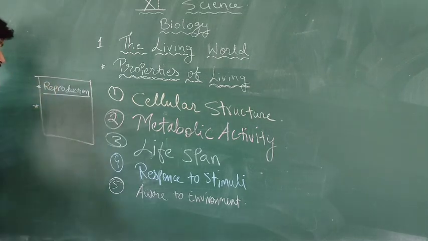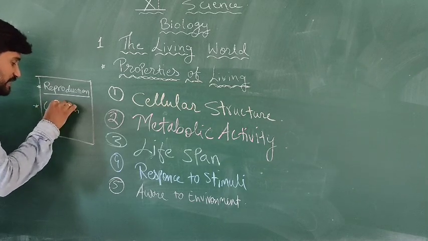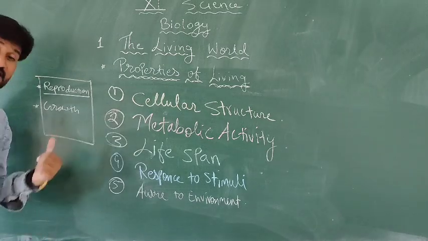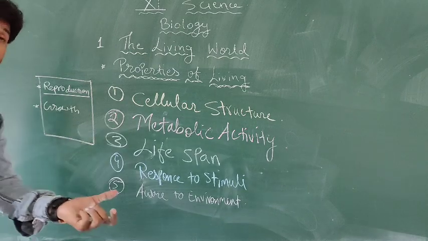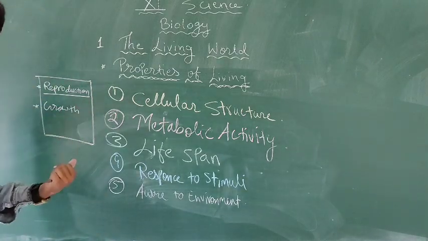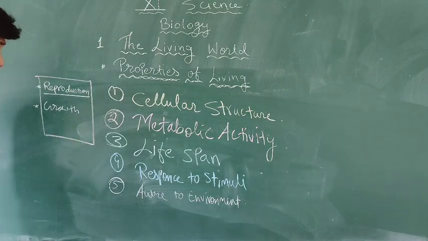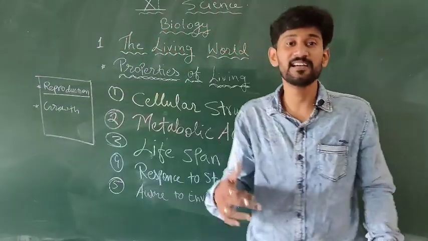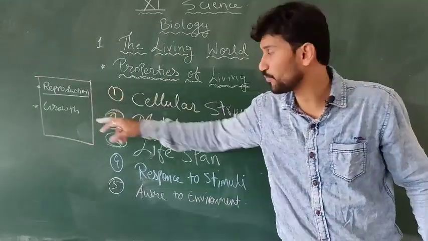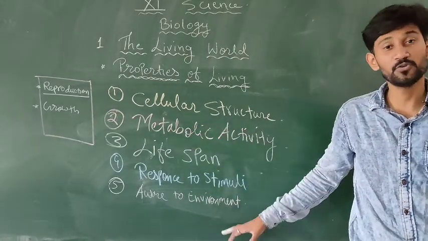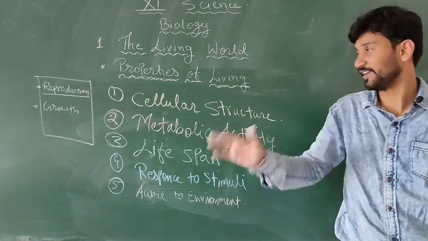Again, there is another indefinitive property known as growth. Growth means continuous increment, but that increment is absent in non-living things, or we can say that growth takes place by external deposition, which is extrinsic growth. Only in living things is growth carried out by internal structure, which is intrinsic growth. So these two are the indefinitive properties, and the other five or six are the definitive properties of living.